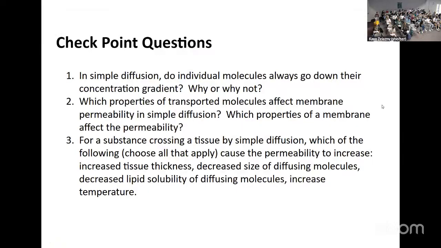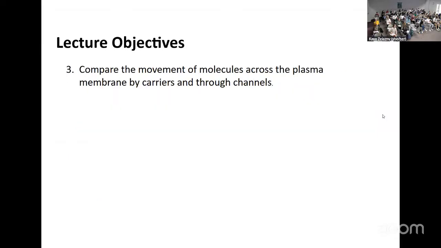Again, more questions from your book to make sure that you're on board with that process. So a reminder that you have as you're reading some of those checkpoint questions.